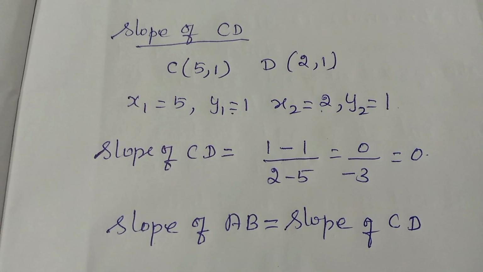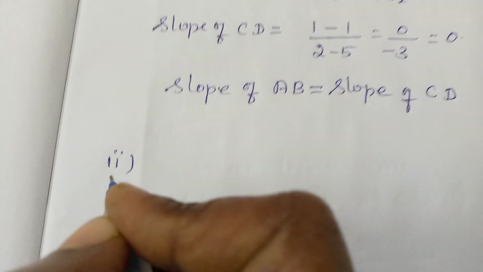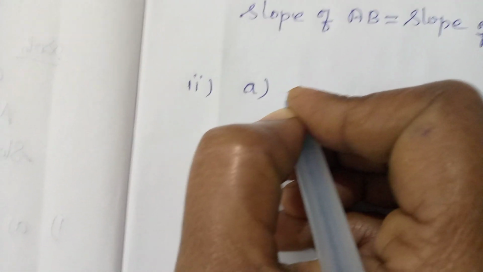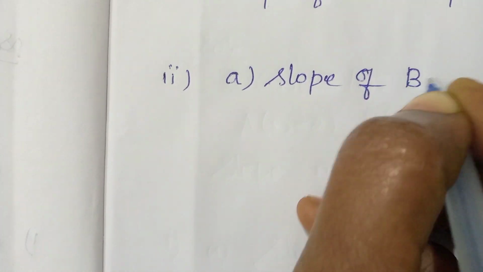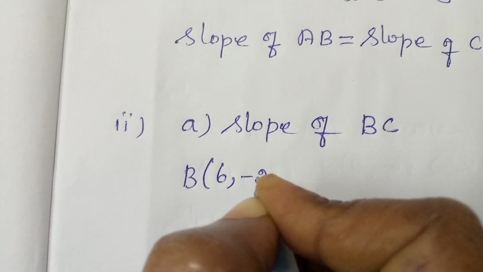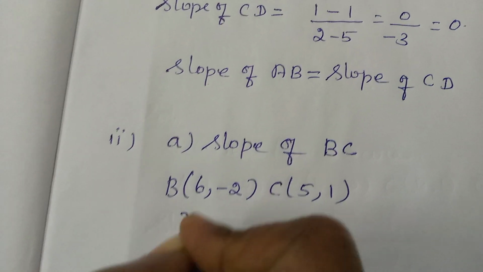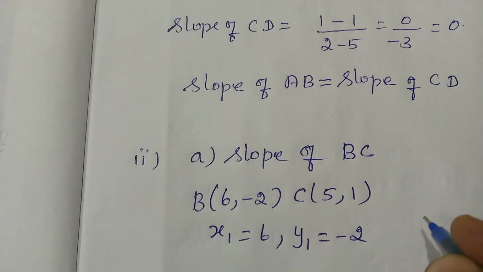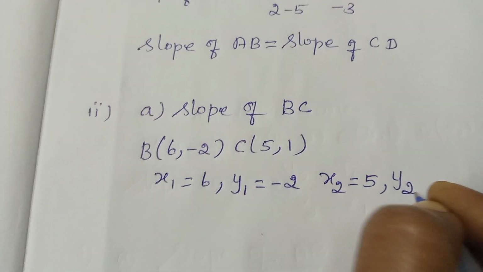Let's move to the second subdivision. What is the second subdivision? Find the slope of the line segment BC and AD. Okay, first we have slope of BC. What is B point? B of 6 comma minus 2 and C of 5 comma 1. Here x1 is equal to 6, y1 is equal to minus 2 and x2 is equal to 5, y2 is equal to 1.